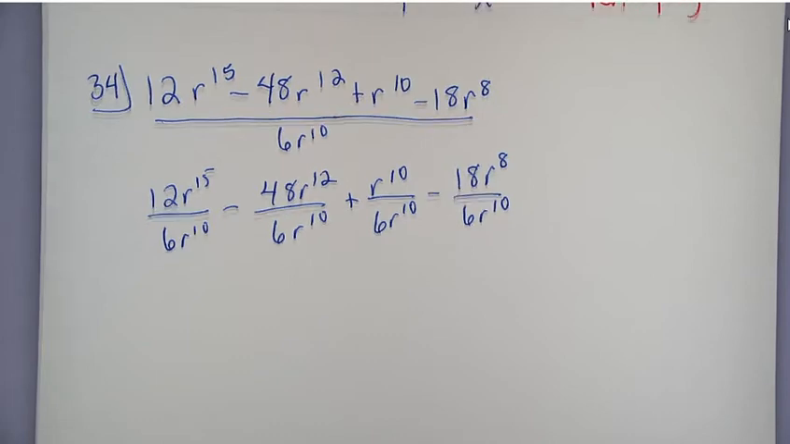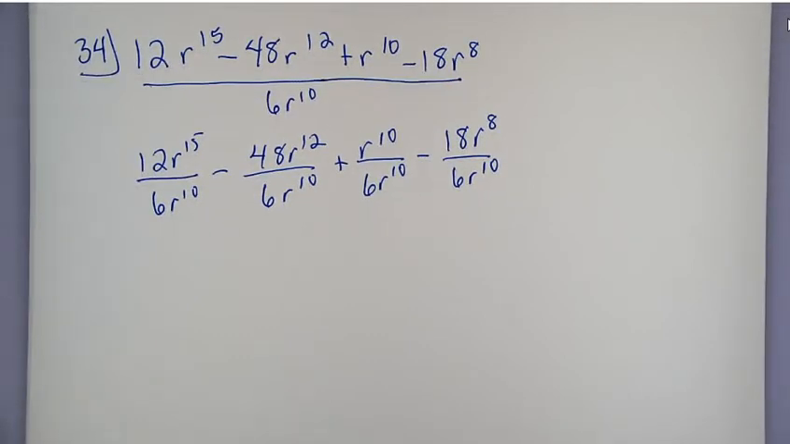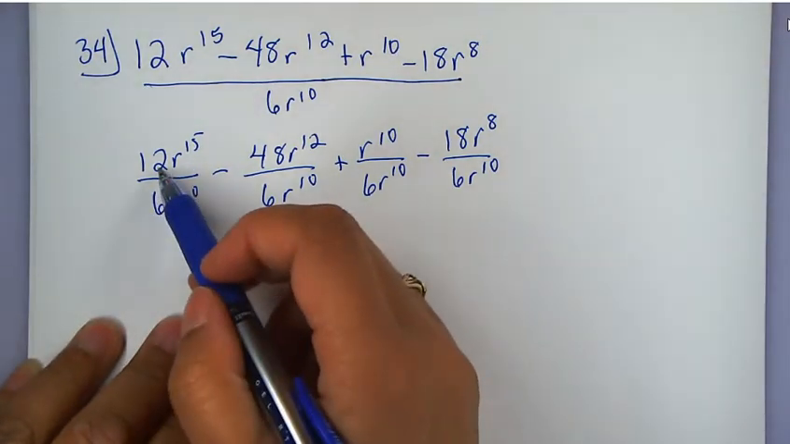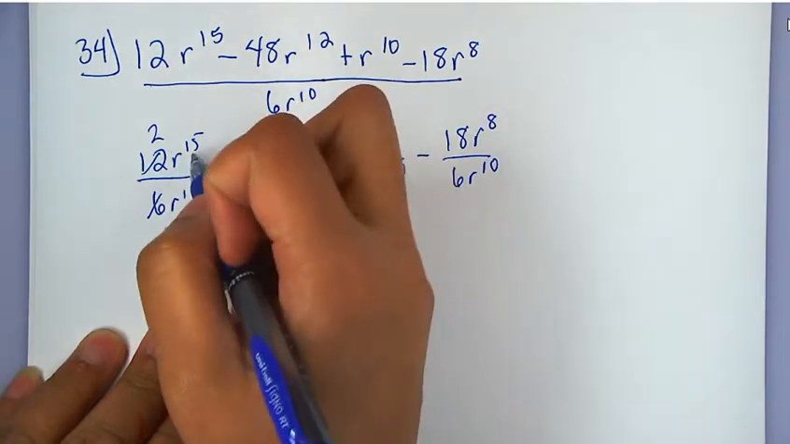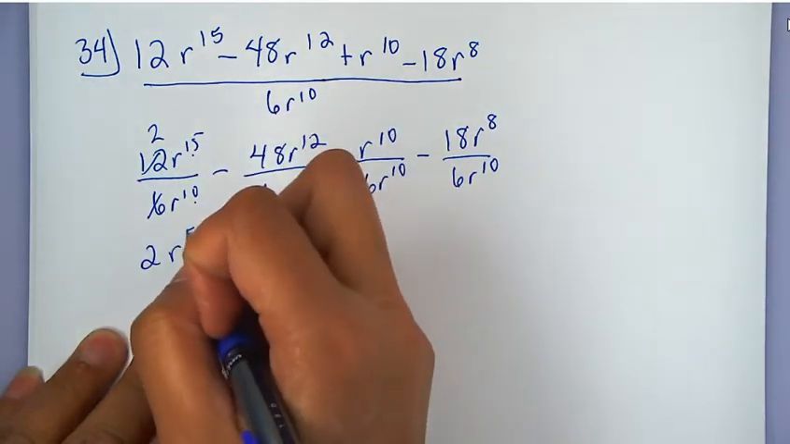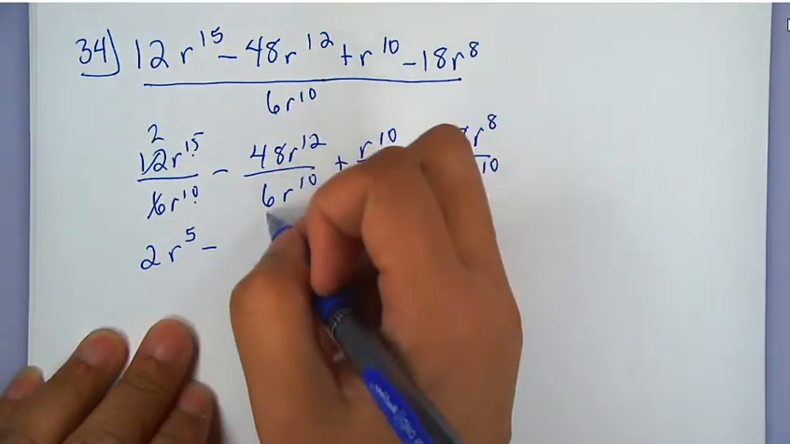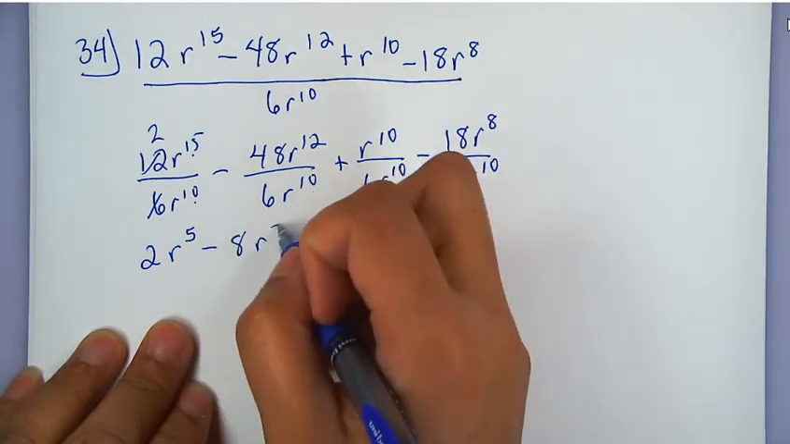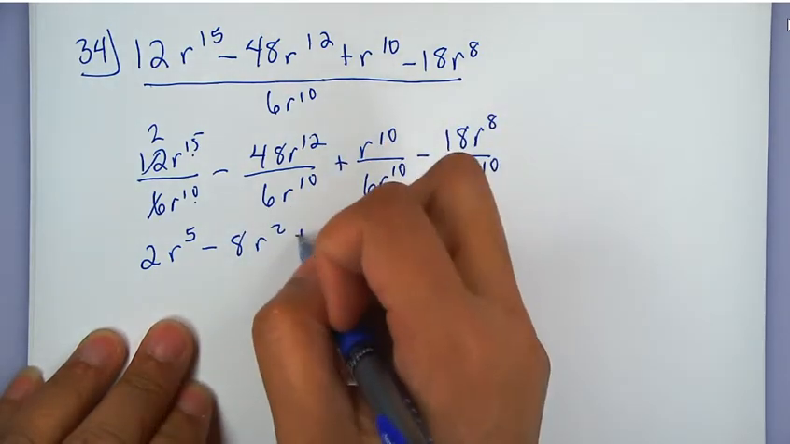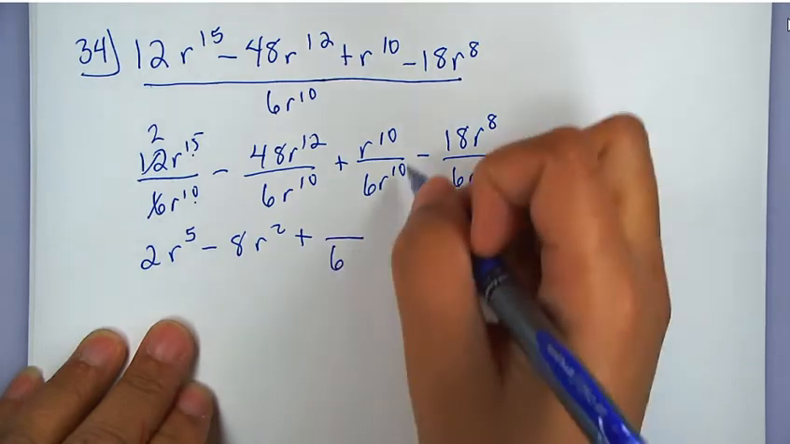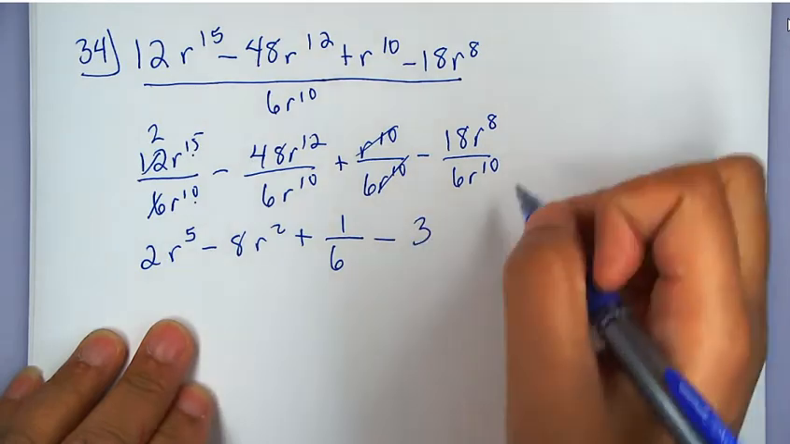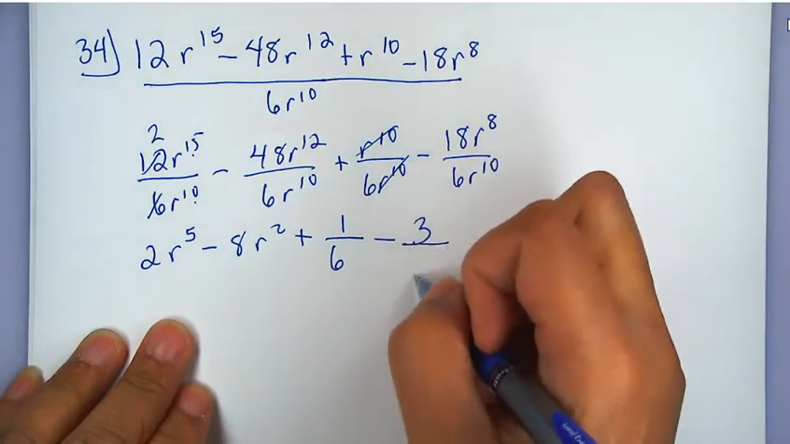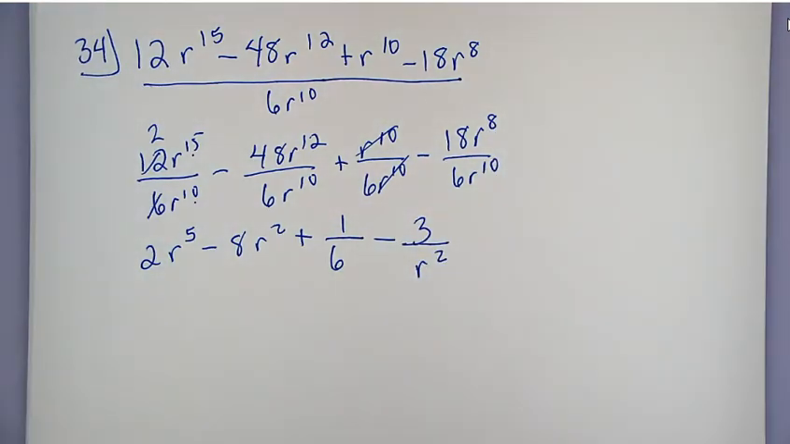So, as we do these problems, let's go. 6 goes into 12 2 times. So 6 becomes a 2. Do we agree? 15 on top, 10 on bottom, that becomes 2r to the 5th. Minus 8r squared, 12 and 10. Plus, the 6 stays on the bottom. The r to the 10ths cancel, so I'm left with 1 over 6. Minus 3, but then we end up with 2 on the bottom left, so I get r squared. And that is my answer. I hope that you got the same answer as I did.